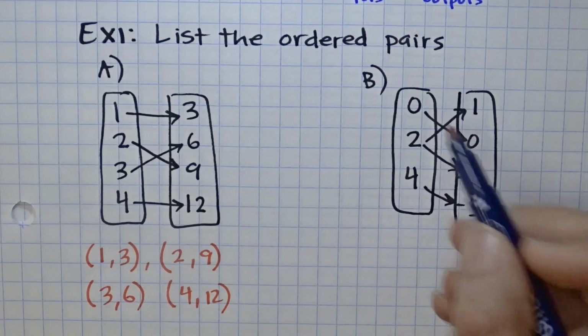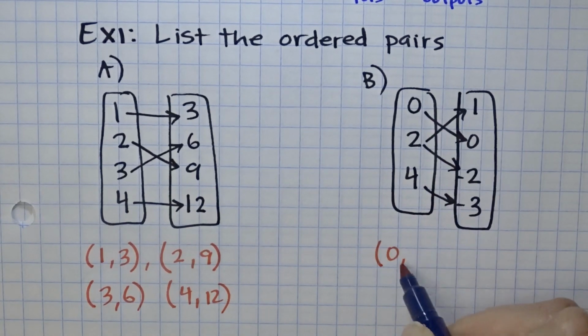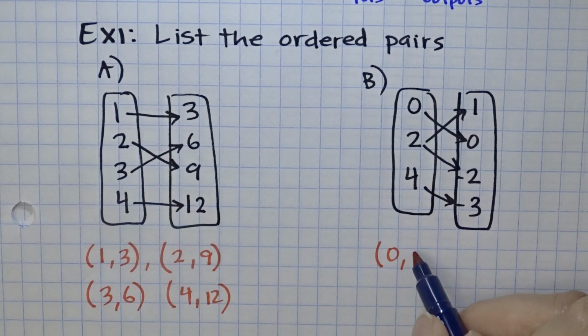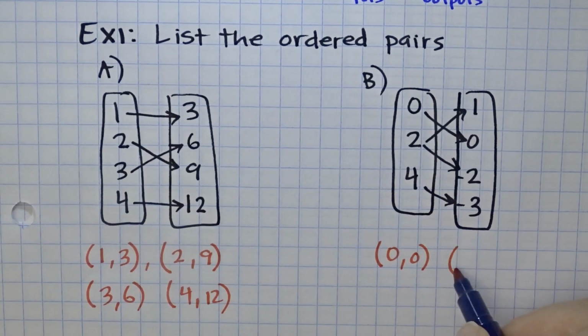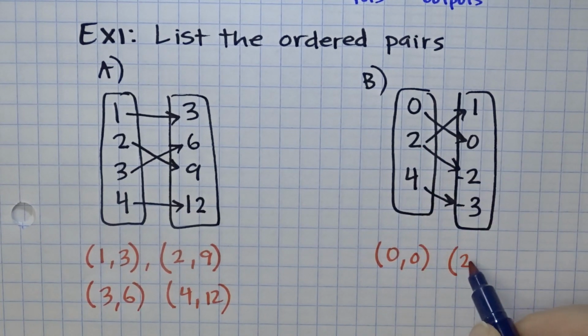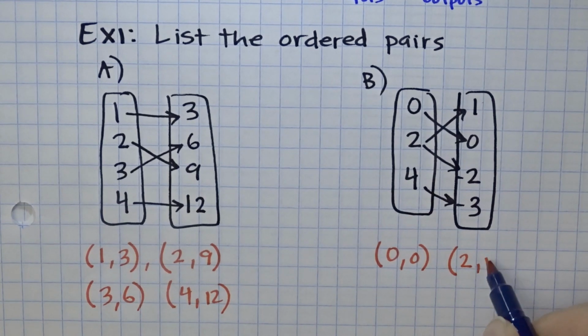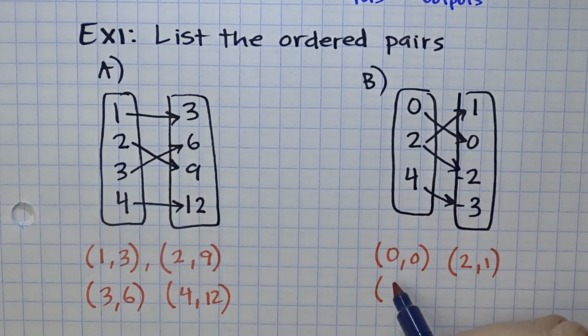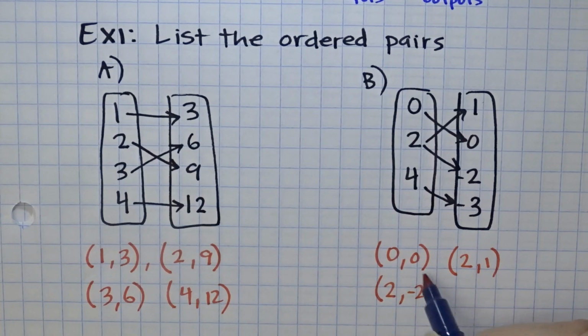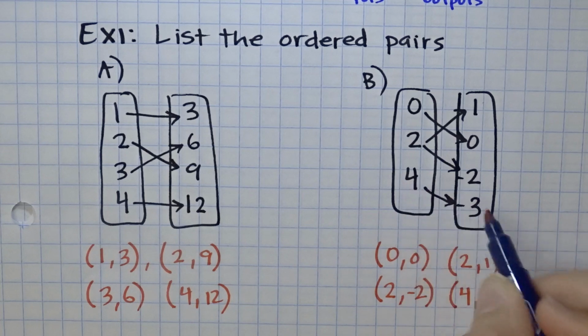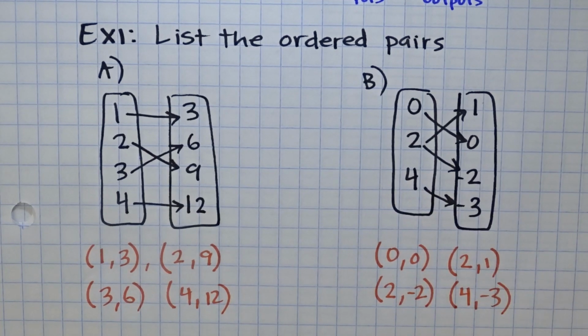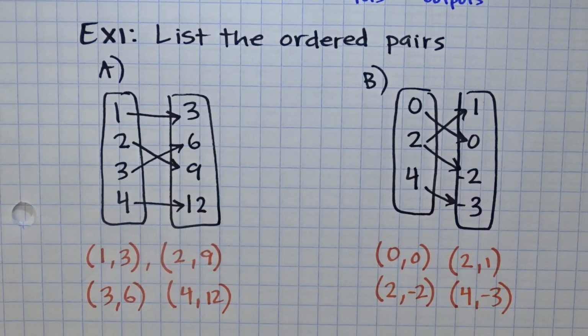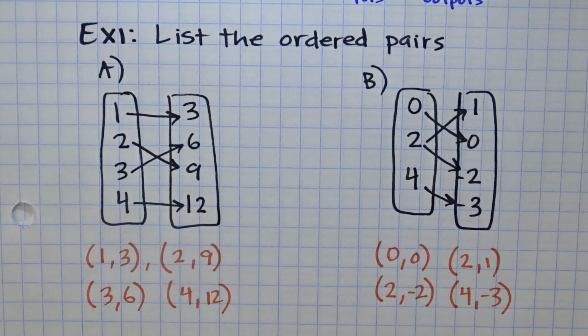Same thing with this one. Follow the first one. 0 is input, makes a 0 output. 2 as an input is paired with 1 as an output, and so forth. 2 also goes to -2, so every arrow gets followed to create a new coordinate. And 4 gets paired with -3. All right, so that's how you go from a mapping diagram to some ordered pairs.